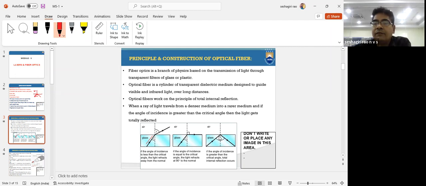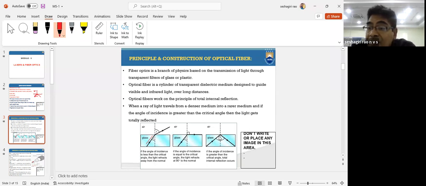So the total internal reflection can be understood by taking the media. One is the optical rarer medium and there is optical denser medium. When a ray of light travels from optical denser medium to rarer medium, the light refracts in the same medium. In one case the light refracts into the rarer medium. If the angle of incidence is equal to the critical angle, then light refracts at 90 degrees to the normal.